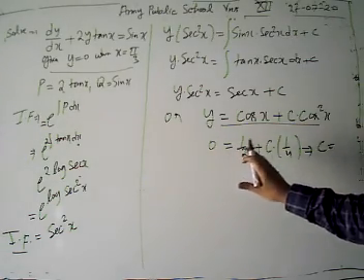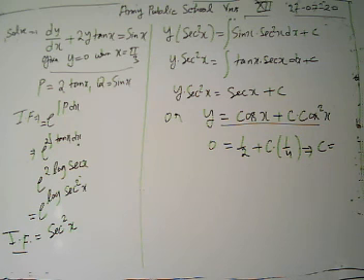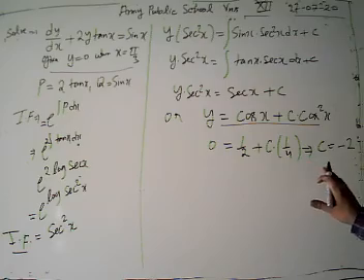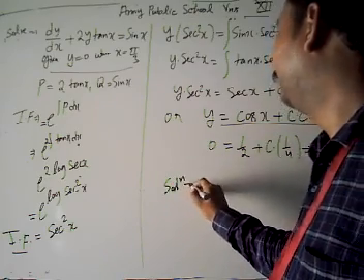After solving, what do we get as the value of c? It's minus 1 by 2, then c is equal to minus 1 by 2 into 4, so obviously the value of c is minus 2. We get the value of c as minus 2. Put in the value of c here. Then our solution is what?